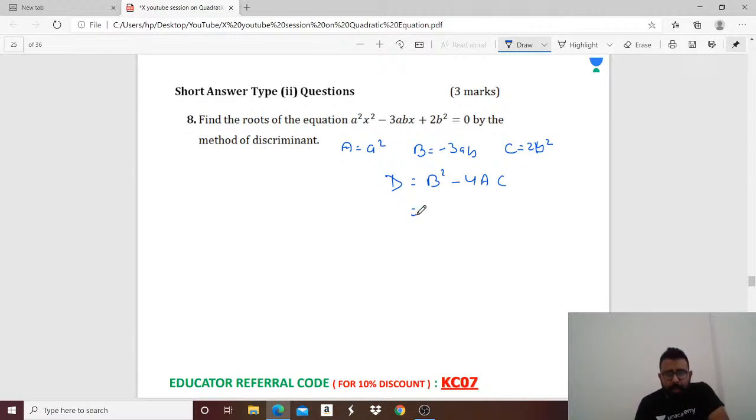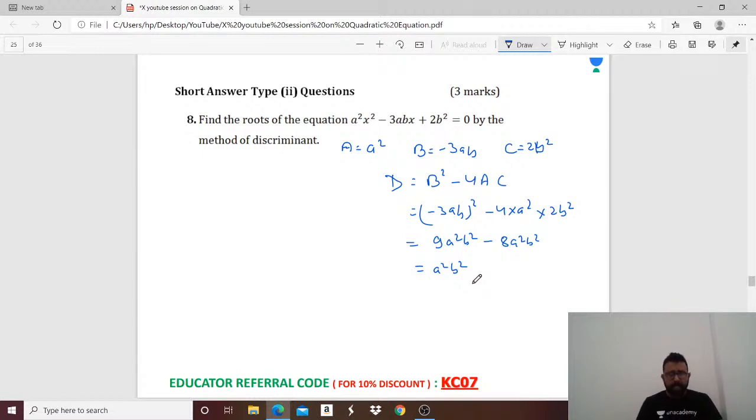So aap pehle D nikaloge, B square minus 4AC. So this is minus 3ab whole square, minus 4 into a square into 2b square. So this is 9a square b square minus 8a square b square. So what you got? a square b square. Remember, whenever you have a letter type of sum, 99.9% cases ye aapka perfect square number hai. Hamesha yaad rakhna, agar letter type ka sum hai, to ye hamesha perfect square hoga. Nahin to aage aap solve nahi kar paoge, right?